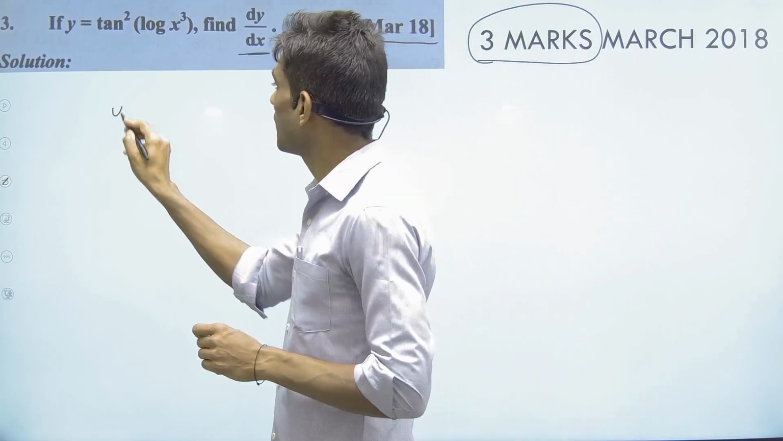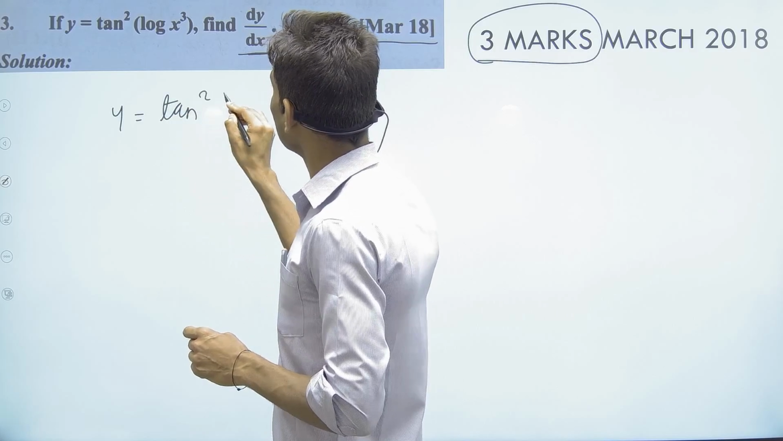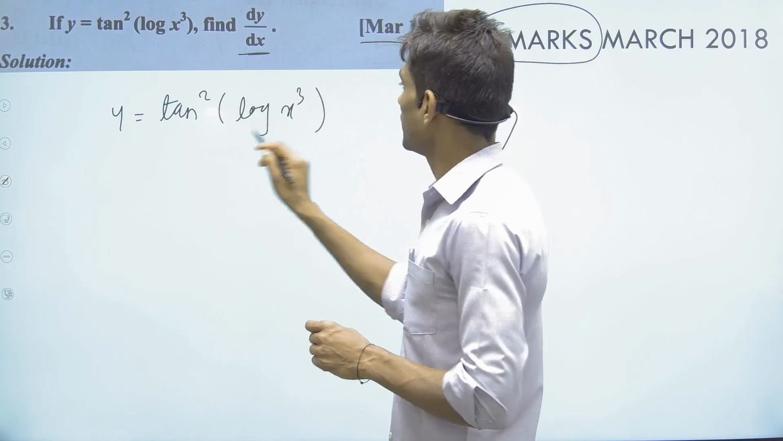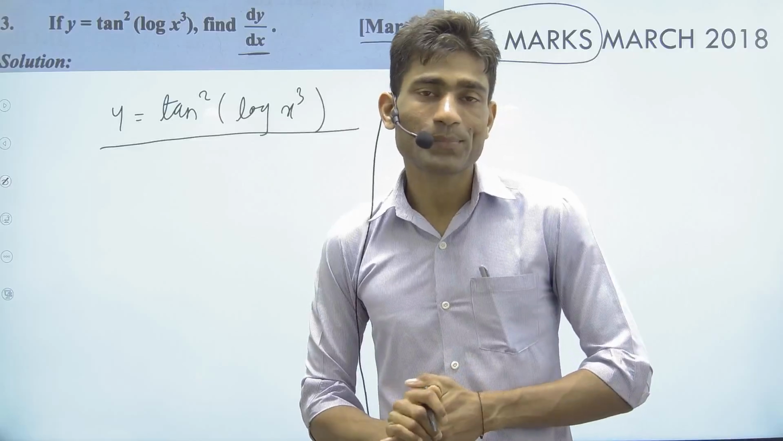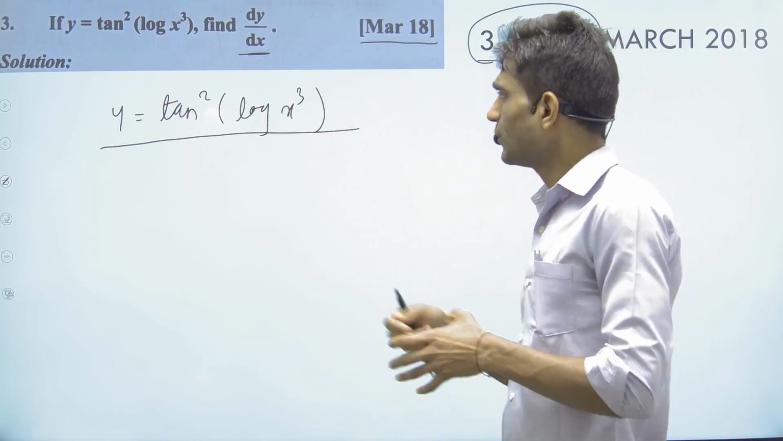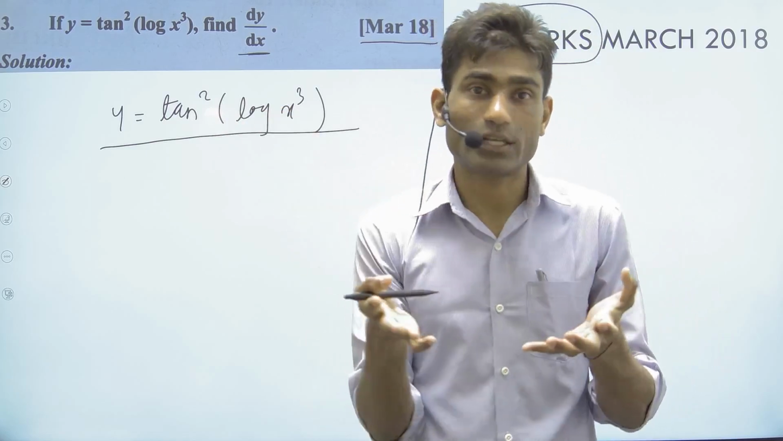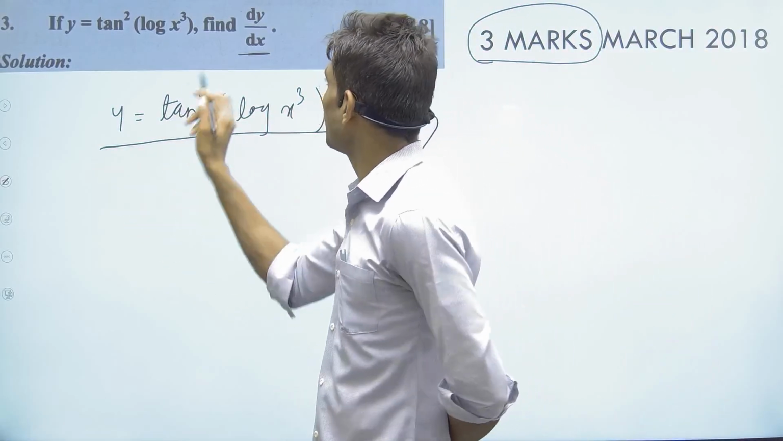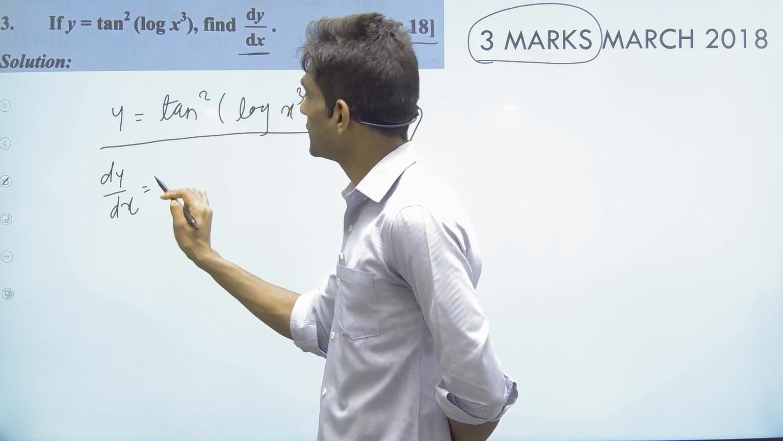So we have y equal to tan square of log of x cube. We have the given function y is equal to tan square of log of x cube, and we want the differentiation of this one. Now apply regular differentiation. We know the differentiation of tan square of x, so n x raised to n minus 1 applies there. Apply differentiation on both sides; we want dy by dx, so differentiate our function with respect to x.